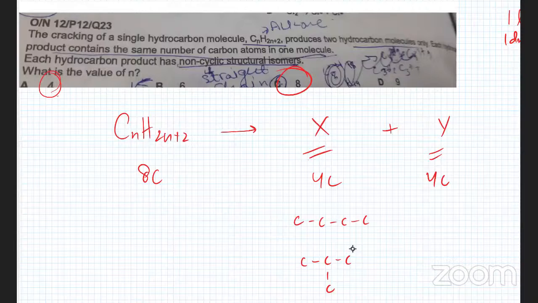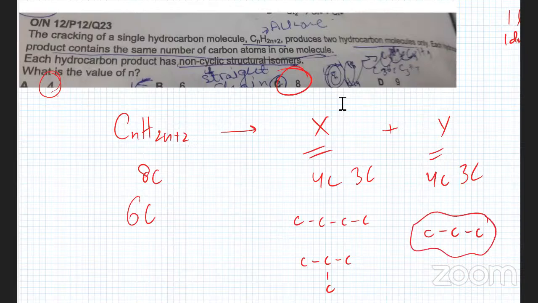Yes, sir. So what about C? The answer is C. Okay, C. Sir, why not 6? No, with 6 you can't, because if you have 6 carbon atoms, it's going to be 3 carbon atoms and 3 carbon atoms, right? Can you have structural isomers with 3 carbon atoms? You can't. How can you rearrange 3 carbon atoms? There's no other way of rearranging them. Is that clear? Yes. Because the question clearly stated that each hydrocarbon product has non-cyclic structural isomers, right?